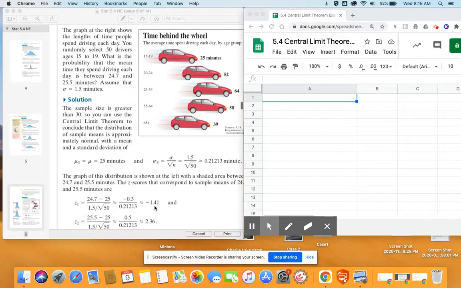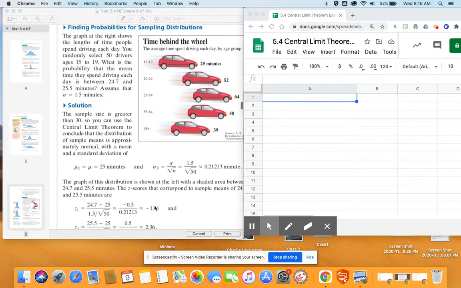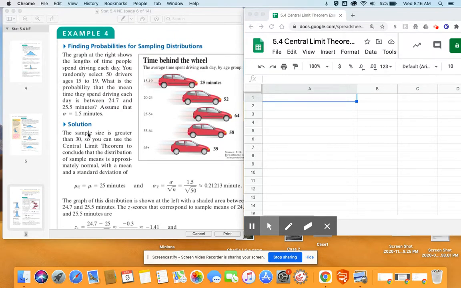And here's where we get into actual probability. So this is the one I really want to go over. We'll read through this question. We'll do example 4. The graph on the right shows the length of time people spend driving each day. You randomly select 50 drivers, ages 15 to 19. What is the probability that the mean time they spend driving each day is between 24.7 and 25.5 minutes? Assume that standard deviation of the population is 1.5.